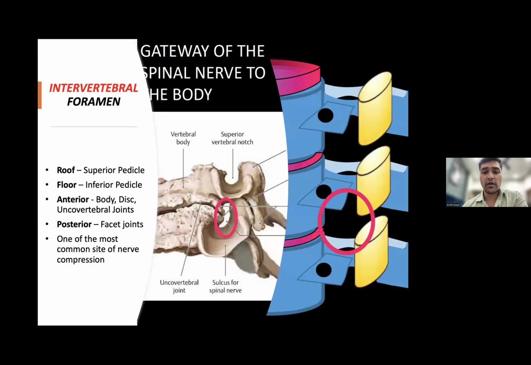So the most important location is the intervertebral foramen. This is the gateway of the spinal nerve to the body. The roof is formed by the superior pedicle, the floor by the inferior pedicle.